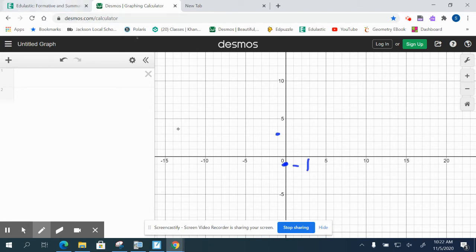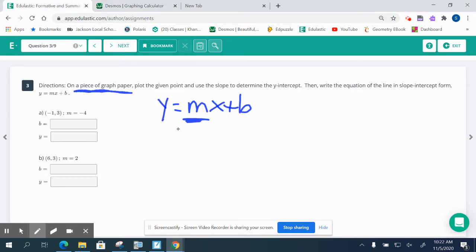So we can come back to here, and the b would be -1, and the y equals is the equation just like you wrote from numbers 1 and 2. So you would put -4x minus 1. That's your y-intercept that you found. Okay, let's do part B because there's a little trick to it here for part B.